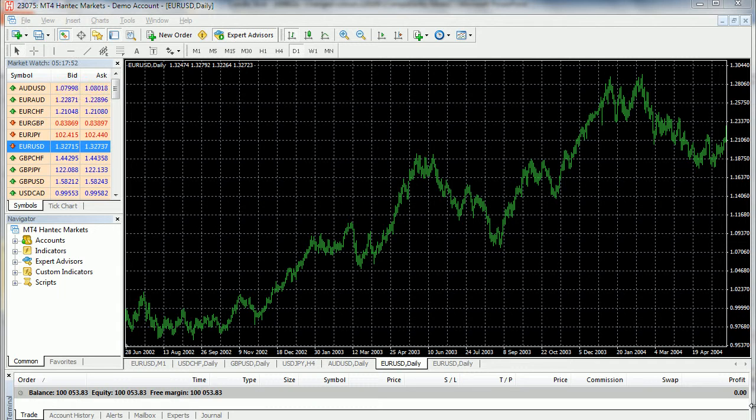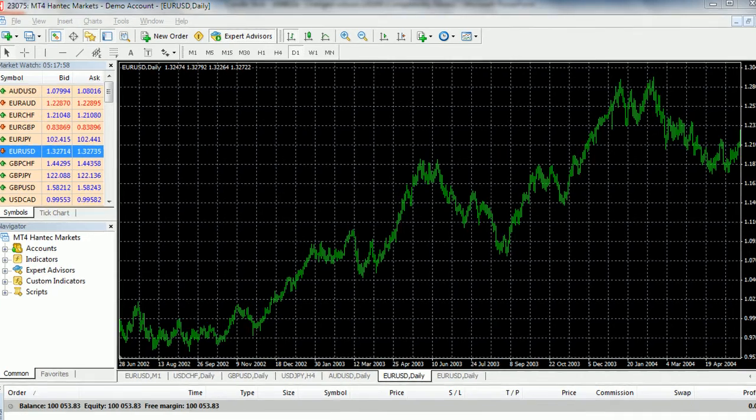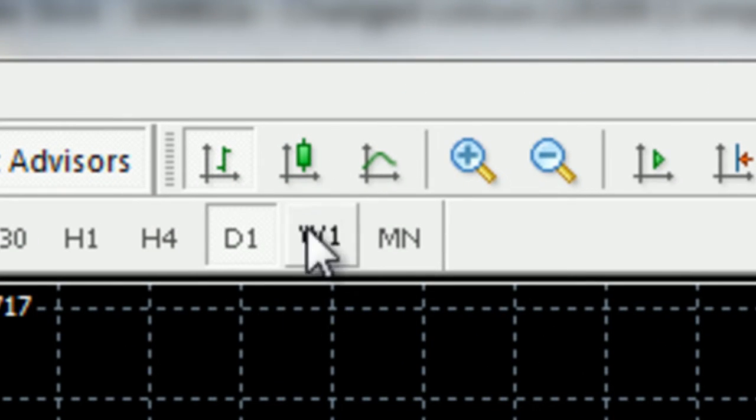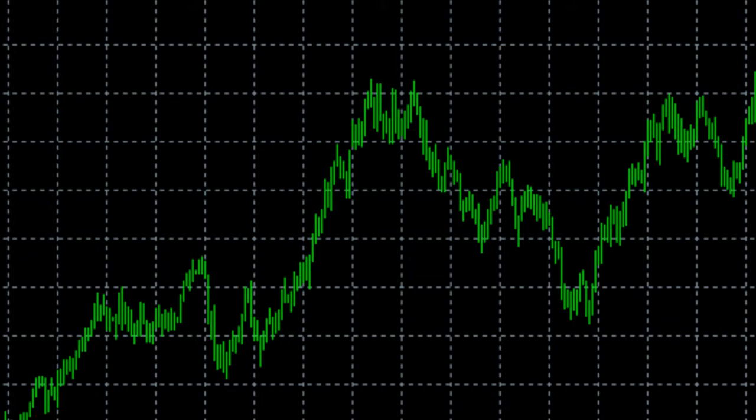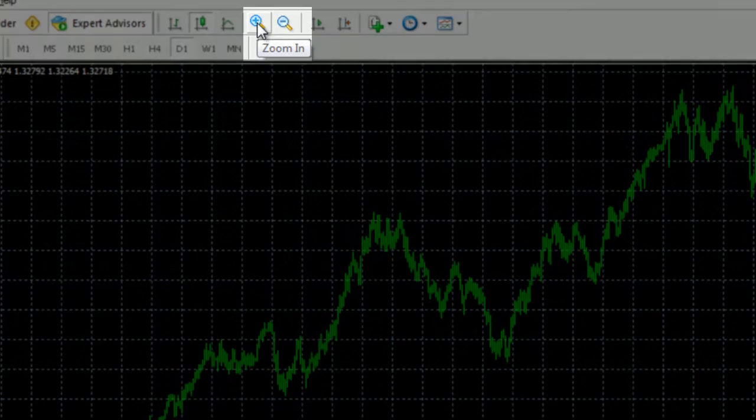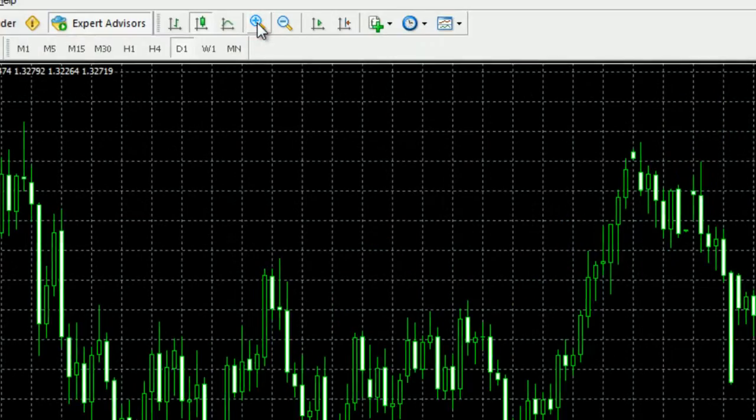When you first open your MT4 trading platform, the charts will probably look like this one. In order to show the prices as candlesticks, you need to click on this icon in the menu bar. After doing that, you might find that you need to zoom in a bit so that you can see the individual candlesticks more clearly.